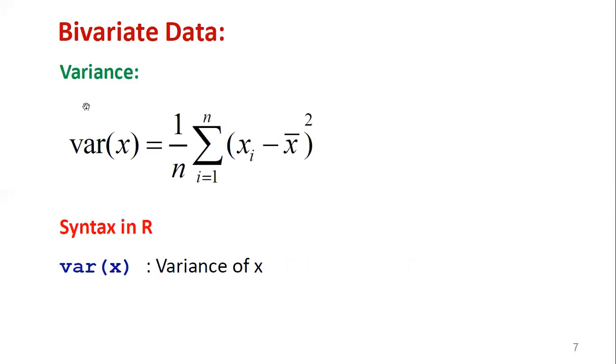Then, for normal variance, we'll use VAR. This we covered in the lecture on descriptive measures, where we discussed the absolute and relative frequencies. So variance, simply VAR, is 1 by n sigma i equal to 1 to n (xi minus x bar) whole square, where x bar is the mean of x. The equivalent syntax in R for variance is VAR within parentheses x. So variance of x. Here you can use any one vector at a time.